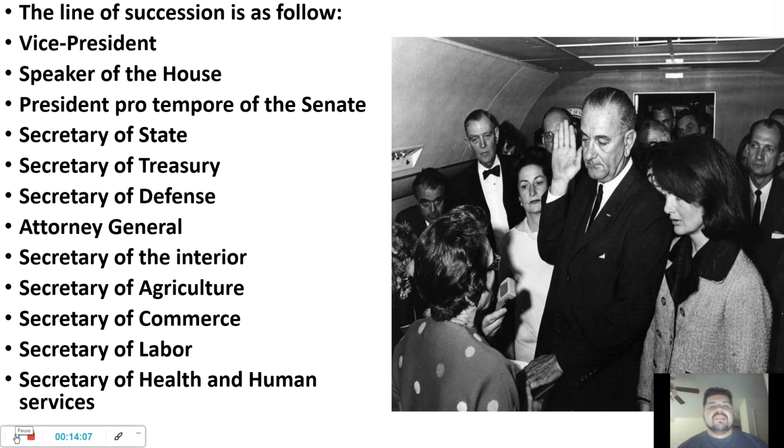All right, so now this is the line of succession. If the president is killed, hospitalized, or can't perform their duties in any way, either mental or physical disability, to the point where they can't do their job, then the next in line comes in, which would be the vice president. After that, the Speaker of the House, President pro tempore of the Senate, the Secretary of State, Secretary of Treasury, Secretary of Defense, Attorney General, and so on and so forth. The last spot is the Secretary of Homeland Security.